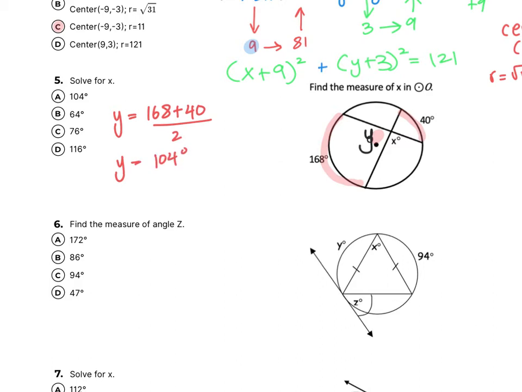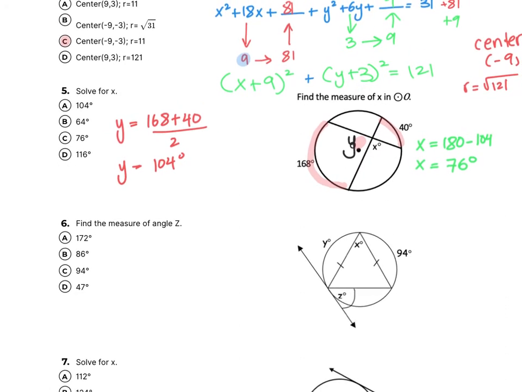But you're not done. You found this angle. Now, x and y form a straight angle. They form a straight line. So x plus y is equal to 180. So to solve for x, you subtract y from 180. So 180 minus 104 is equal to 76 degrees. So 180 minus 104 is 76, and that would be the correct answer.